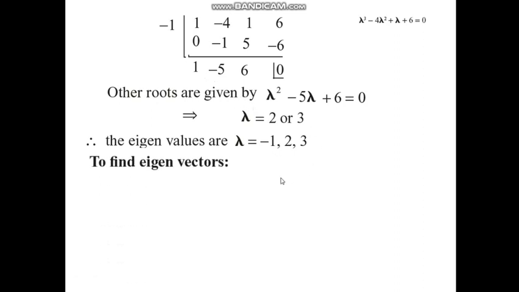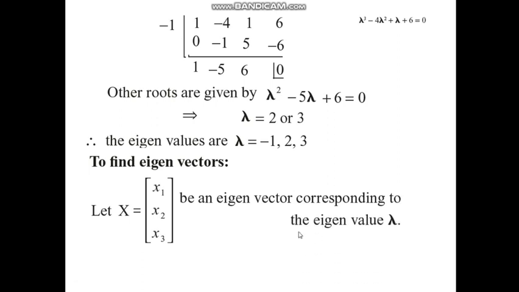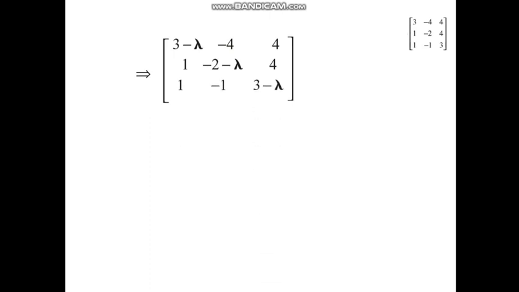To find the eigenvector of the matrix, let X = (x1, x2, x3) be the eigenvector of the matrix corresponding to one of the eigenvalues lambda. Then (A - lambda I) times X equals 0, which implies the matrix with rows (3 - lambda, -4, 4), (1, -2 - lambda, 4), (1, -1, 3 - lambda) times (x1, x2, x3) equals the zero vector.